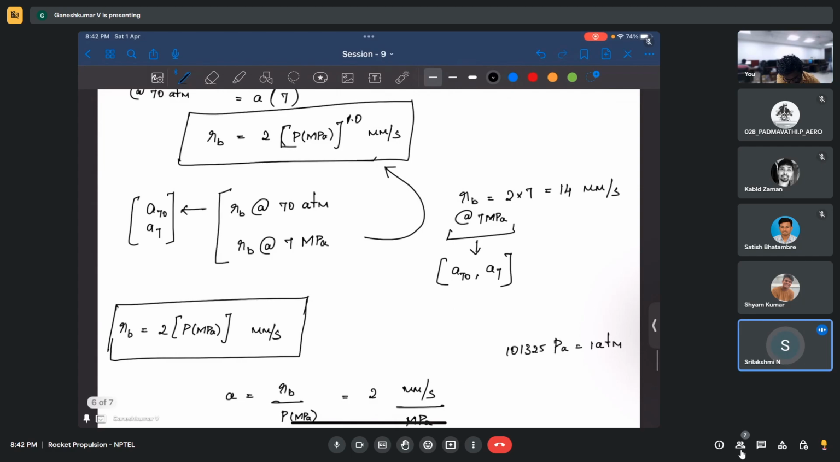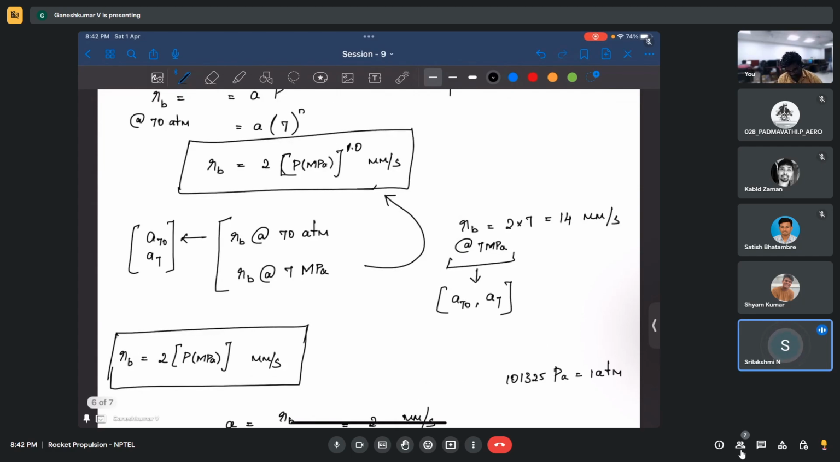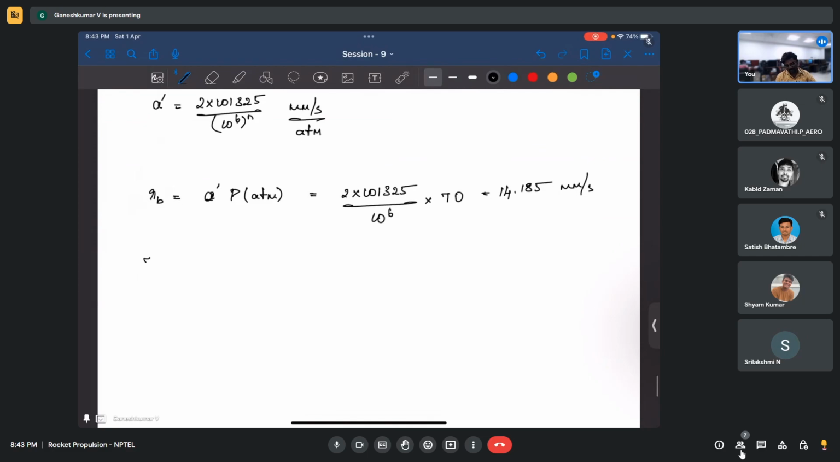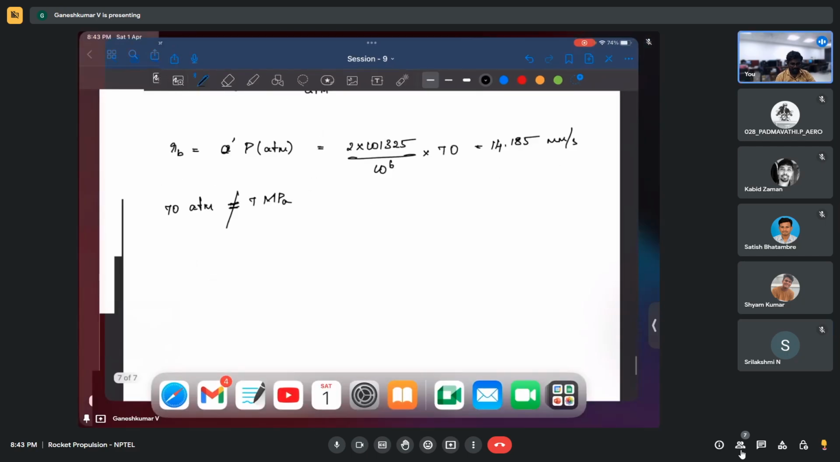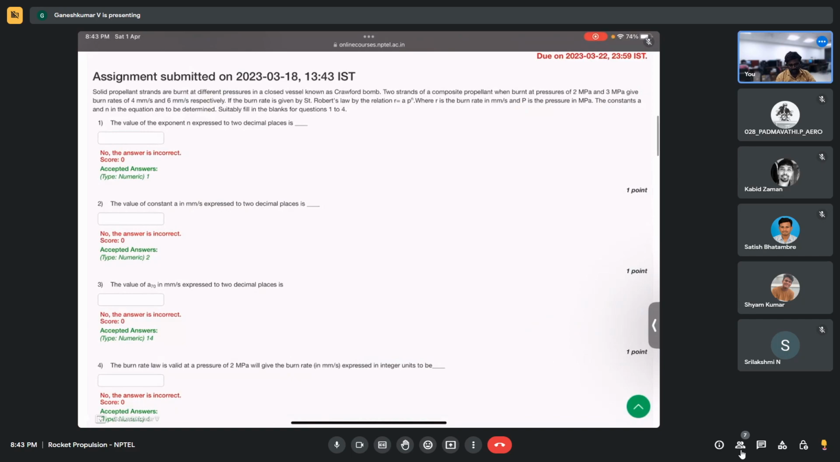Yeah, I think the reason is because of Pascal to atmosphere. I think generally we consider that 1 atmosphere is equal to 0.1 megapascal, which is why 70 comes. But this 70 atmosphere is not equal to 7 megapascal. Not exactly, yeah. So 70 atmosphere is not equal to 7 megapascal. I think that's why the difference comes. Yeah, exactly. This is asked to be A70, so they were asking in terms of atmosphere, so you converted and found it. Okay.